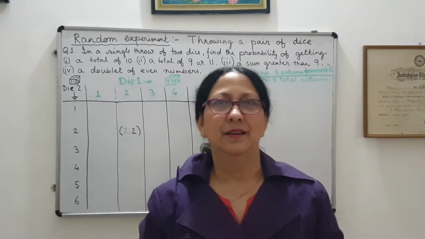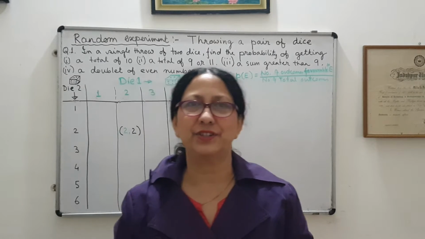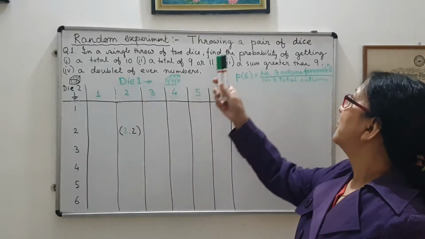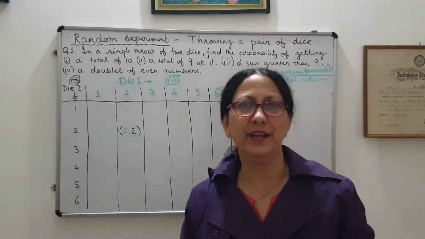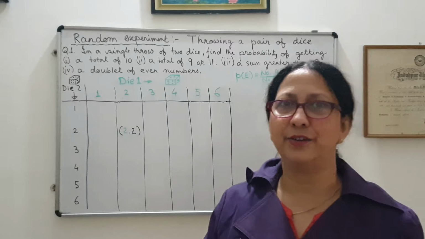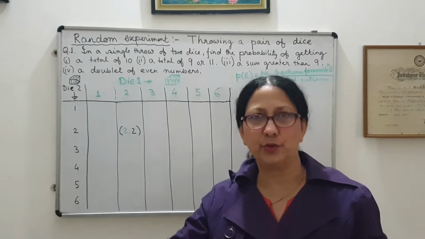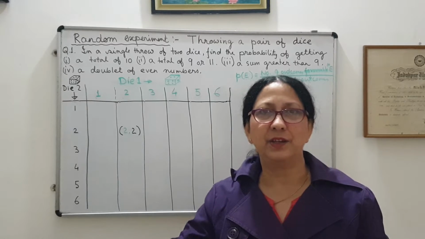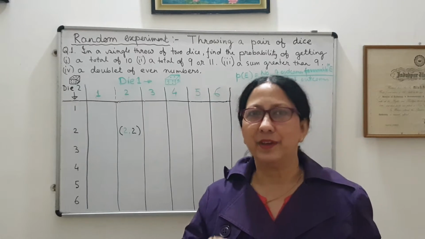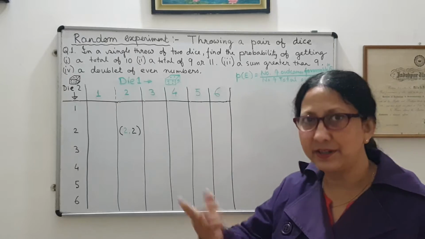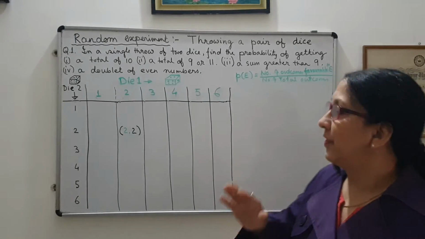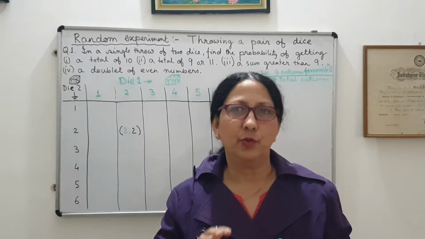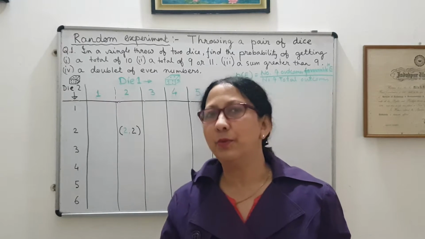Hi everyone. So today we'll be doing another question from probability where the random experiment is throwing a pair of dice. In this kind of random experiment, we are throwing two dice, the dice you use in playing the Ludo game. The two dice will be thrown simultaneously and the outcomes of the two dice will be noted down.